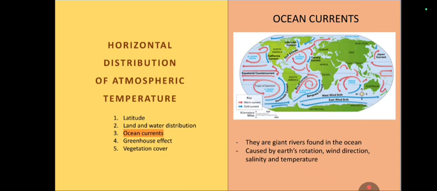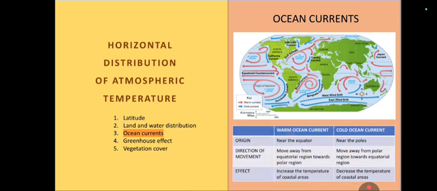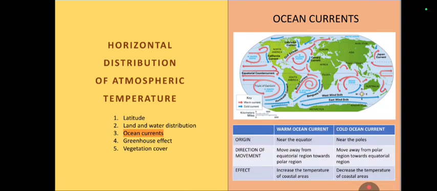Now, ocean currents significantly influence the global temperature. Warm ocean currents originating from the equator raise the temperature of areas they flow through, while the cold ocean currents originating from the poles lower the temperature of the coastal areas. The ocean counteracts the uneven distribution of solar radiation reaching the Earth's surface and thus helps in stabilizing the climate.